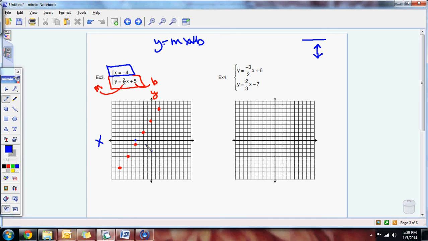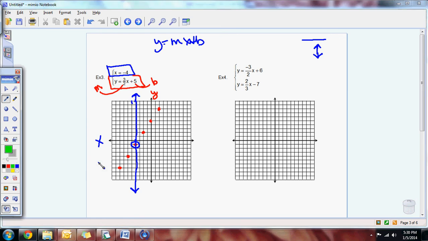Is there anywhere else on the graph where x is always going to be -4? Well, it would be anything that's on this line. Okay, because all of these points have an x that's a -4. Like this would be -4, 2, -4, 8, -4, -3. So what you're going to have here is a vertical line, because all of those points are where x is equal to -4. Okay, and this is your point of intersection.